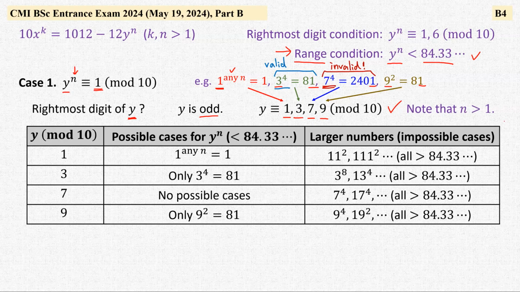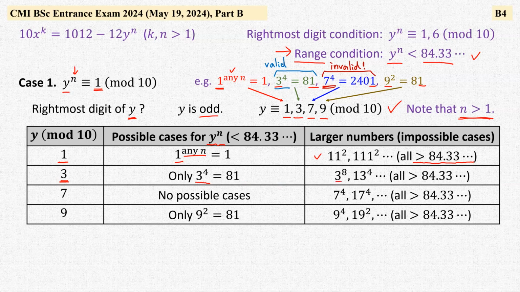Let me explain in more detail, and let's remember that we have the condition that n must be greater than 1. First, if y ends with 1, then y to the power of n must be of the form 1 to the power of any integer n. Any other cases, such as 11 squared, 111 squared, etc., all give values that are greater than 84.333. As for the case where y ends with 3, then there is only one possible case where y to the power of n equals 3 to the power of 4, hence 81.